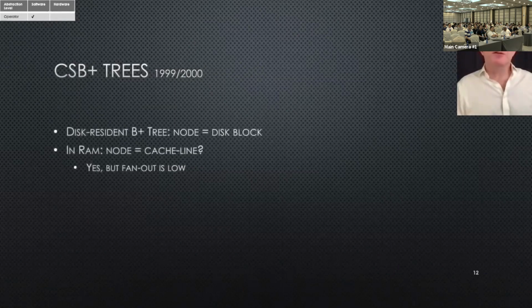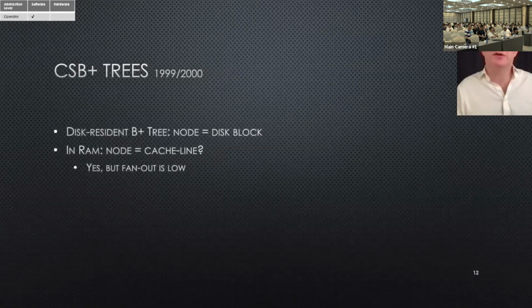So a conventional B plus tree has a node of size equal to a disk block. And this makes sense because that's the unit of transfer of data from the magnetic disk to the CPU. In RAM, if you have a RAM resident data set and you want to index it by a B plus tree, maybe you should do the same thing. What's the unit of transfer of data from the RAM to the CPU? Well, it's a cache line. So maybe a node should be a cache line. Well, that's a good idea. That seems to be the right unit. If you want to make the most of each cache line as it comes out, make use of the whole node.